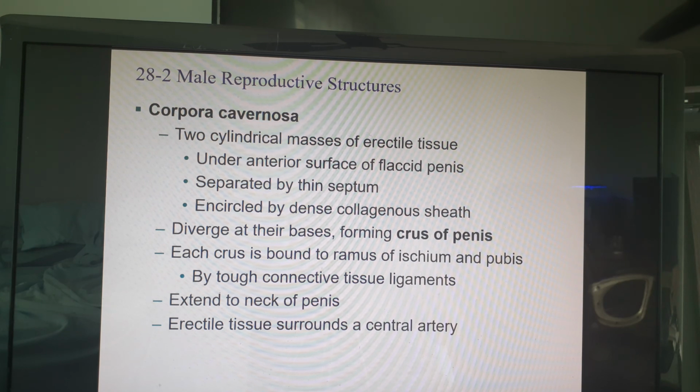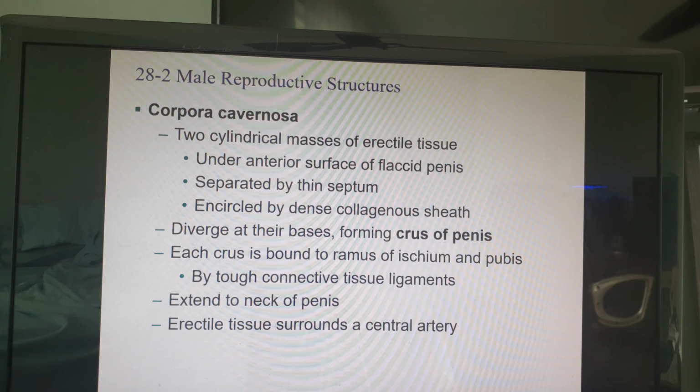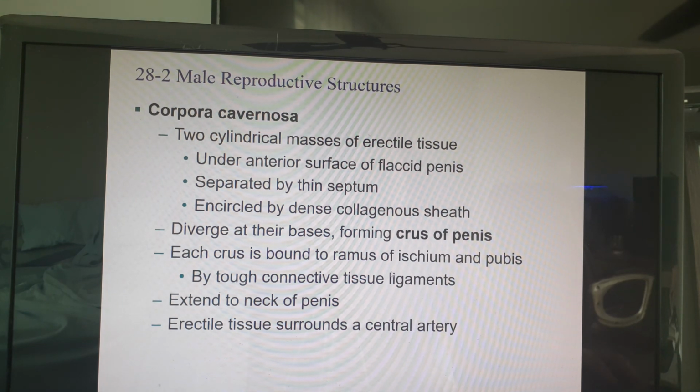And they have a really thick collagen lining. At their base, they split, and that forms the crus of the penis. And then each of those crus is bound to the ischium and the pubis by really, really tough ligaments. So these are going to go over what we would say in an erect penis is the top side.